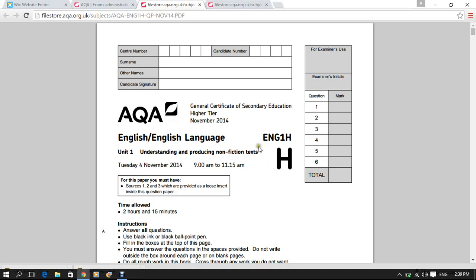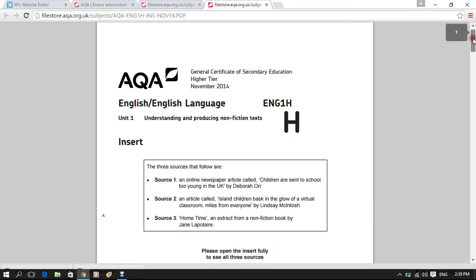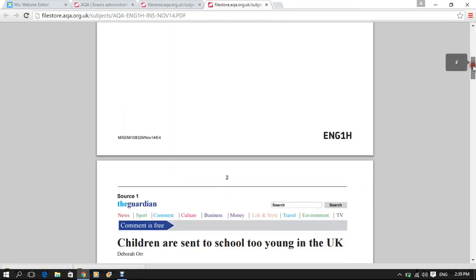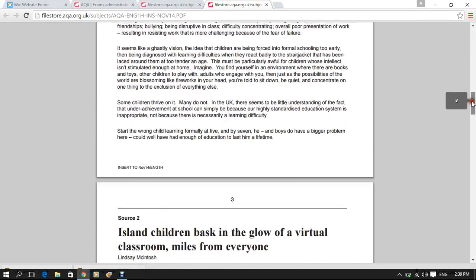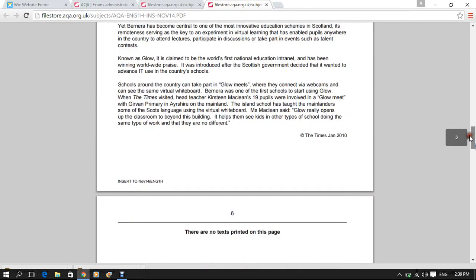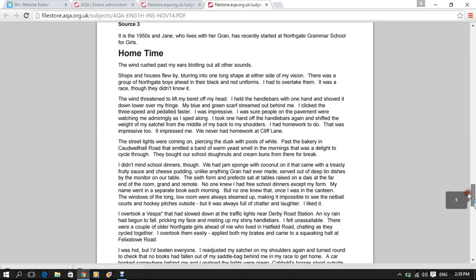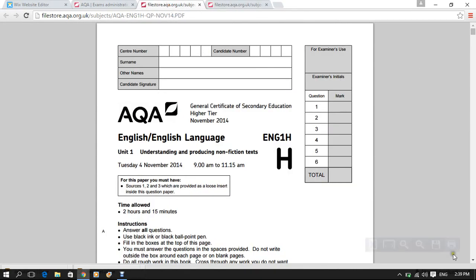What will also be given to you on the day of the exam is what's called the insert. So if we click over here, we can see that this is the insert. And this is used for Section A, the reading section, and it includes 3 sources. The first one will always be from a newspaper. The second will usually be a news article as well, but a bit shorter. And the third one, if we scroll all the way down, will either be from a diary or, in this case, a memoir.